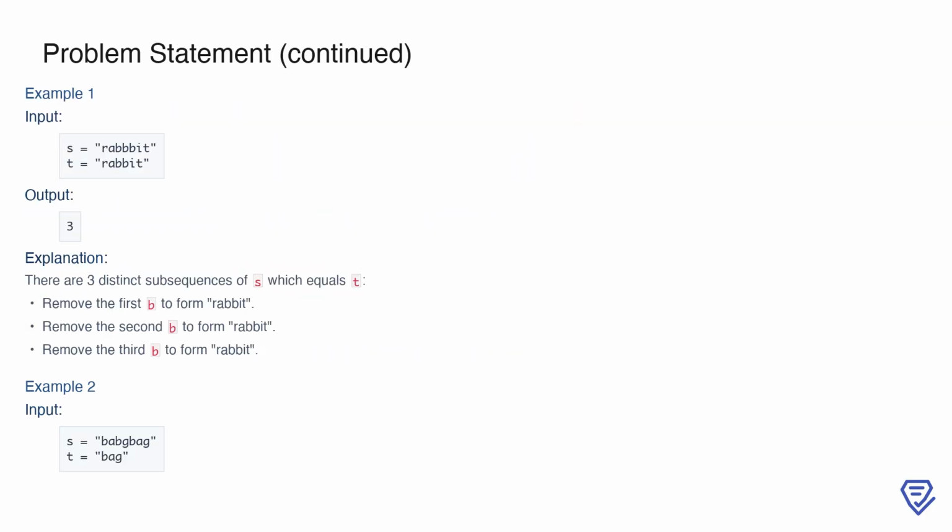Let's look at an example to understand this better. Suppose S is rabbbit and T is rabbit. The output in this case is 3. Why? Because there are three distinct ways to form rabbit as a subsequence of rabbbit. In the first case, we can remove the first B, leaving rabbit. In the second case, we can remove the second B, again leaving rabbit. And in the third case, we remove the third B, which also results in rabbit. All of these are distinct subsequences because they involve different combinations of deletions to achieve the same result.